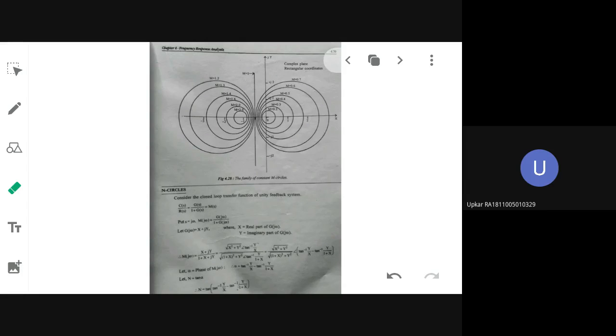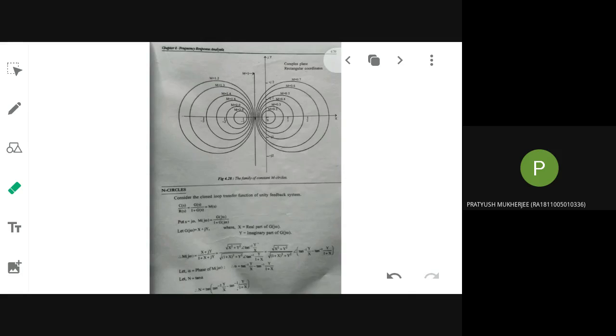First you tell me. They are representing the magnitude of the closed loop transfer function of a unity feedback system, and why are they called a circle? For every value of m, we have proved in that equation that it will be in the shape of a circle. If m is equal to 1, circle; m is equal to 2, circle; m is equal to 3, it will be in the shape of a circle. That is why they are called M circle.